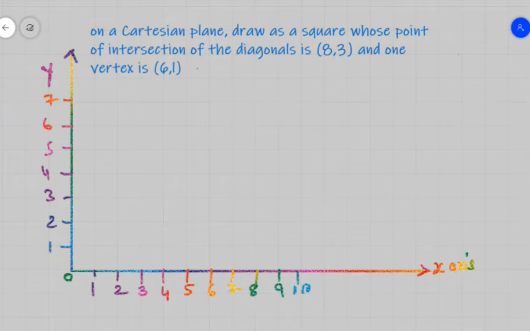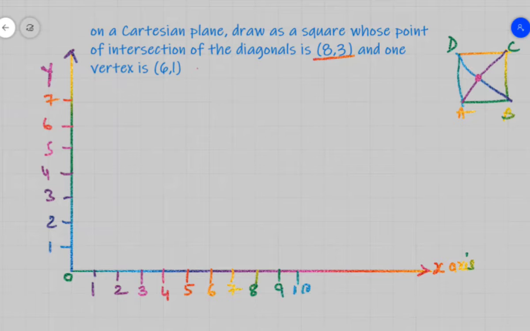Now see, on a Cartesian plane, draw a square whose point of intersection of diagonals is given. Suppose this is a square. Children, please pay attention. Now these are the diagonals, and this is the point of intersection of the diagonals, 8, 3. One vertex, any one of A, B, C, D, suppose these are the 4 vertices. One vertex is given, so from one vertex we can find out the other vertices.